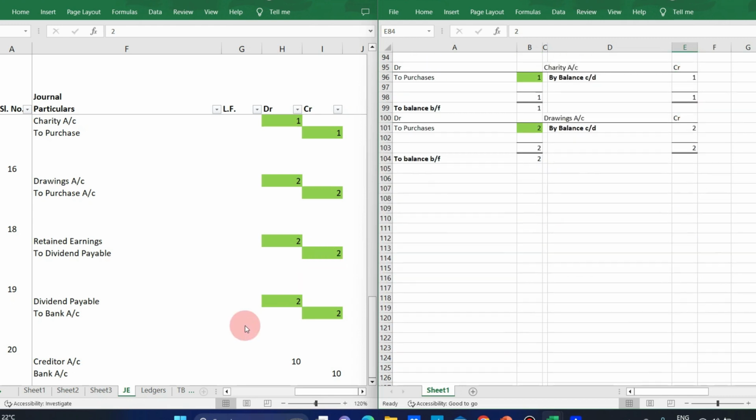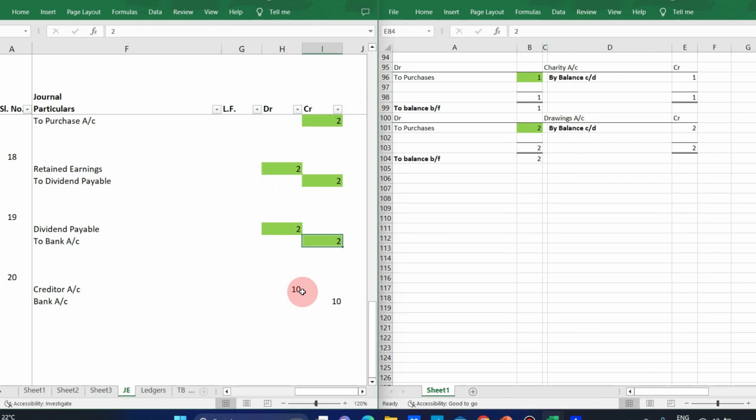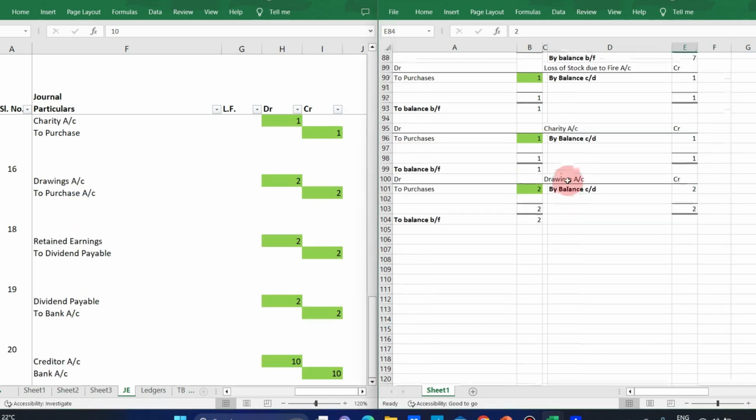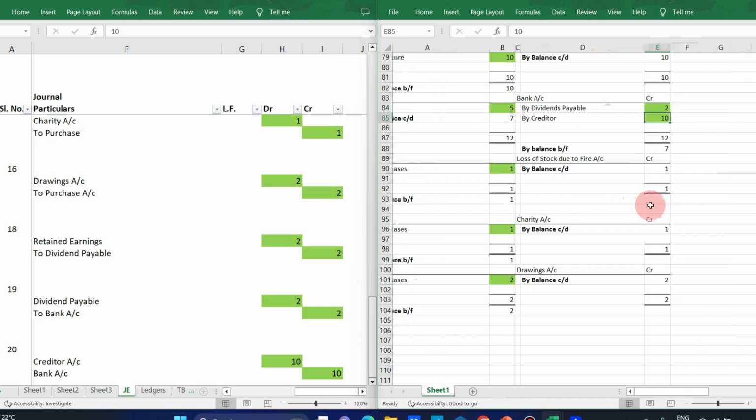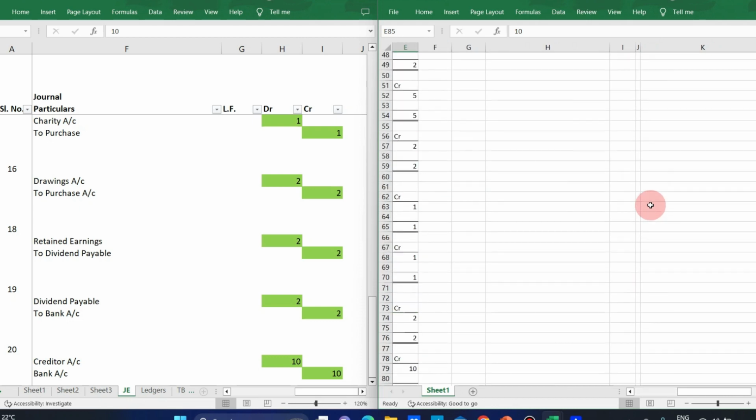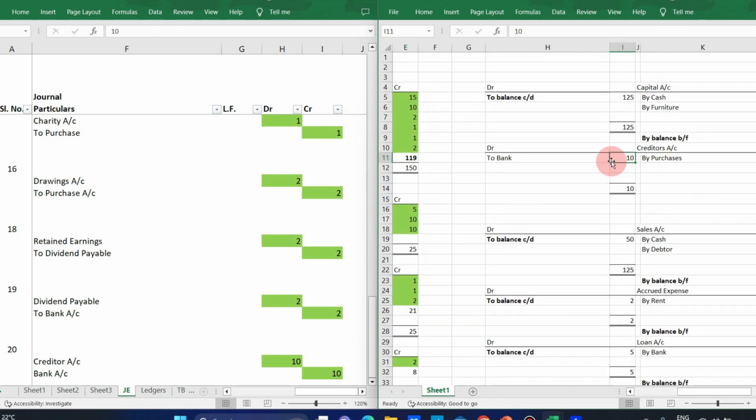Finally, the last entry, creditor is being paid here, so creditor gets debited against bank account. So bank account gets credited, credit side $10, and creditor is being debited, so it's present on the debit side.